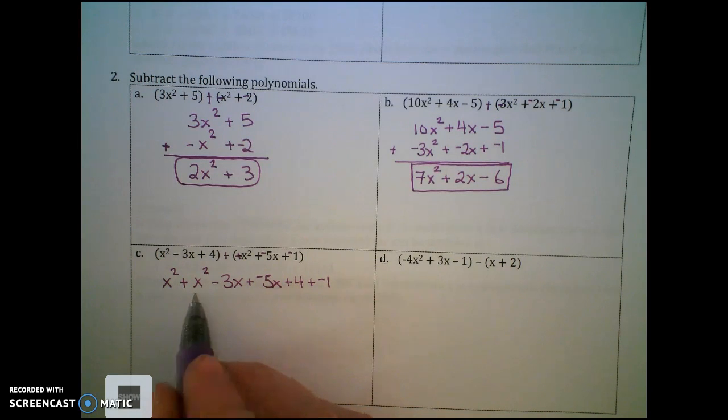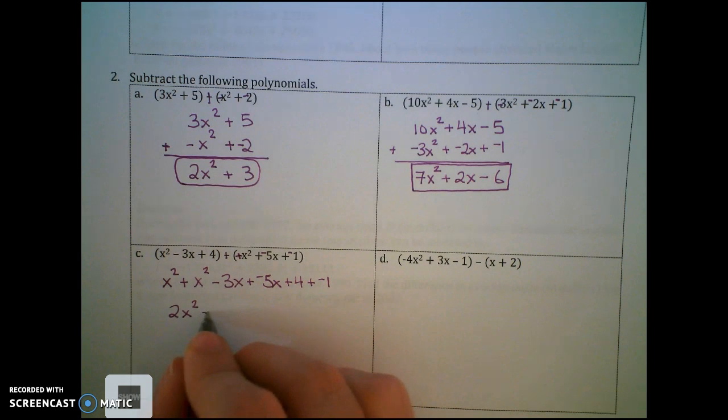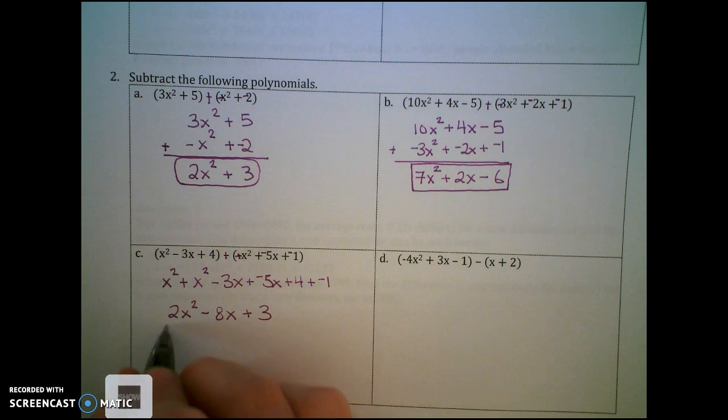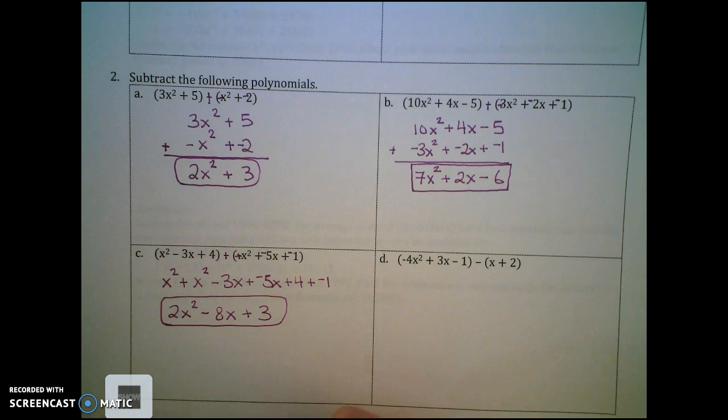x squared plus x squared gives me 2x squared. Negative 3x plus negative 5x gives me negative 8x. And 4 plus negative 1 gives me 3. Just be careful to watch your negative signs, and you'll be fine.